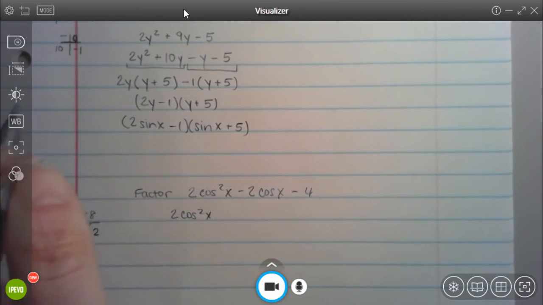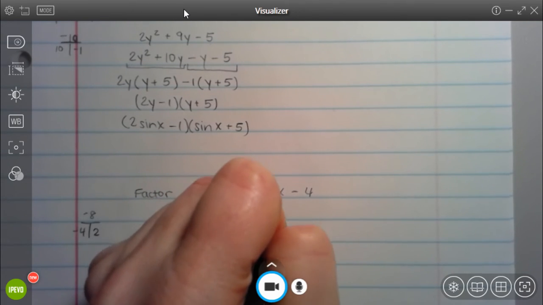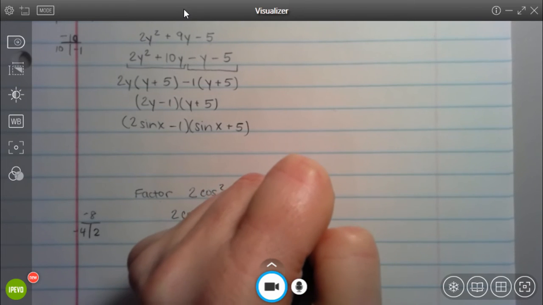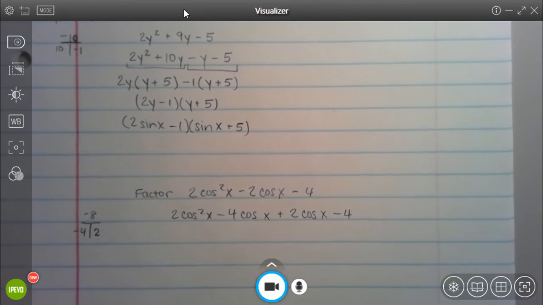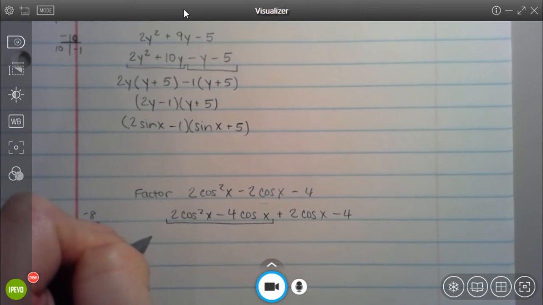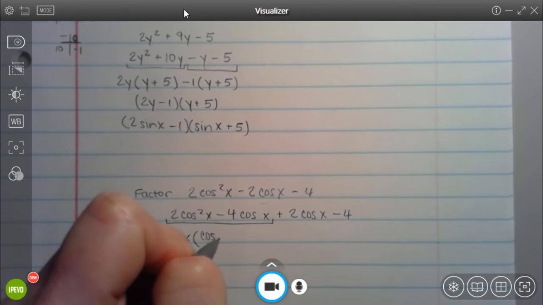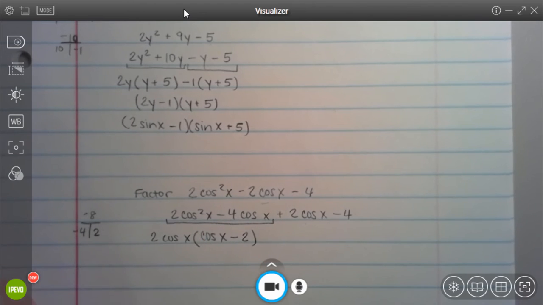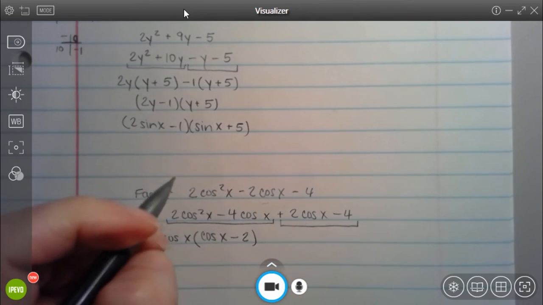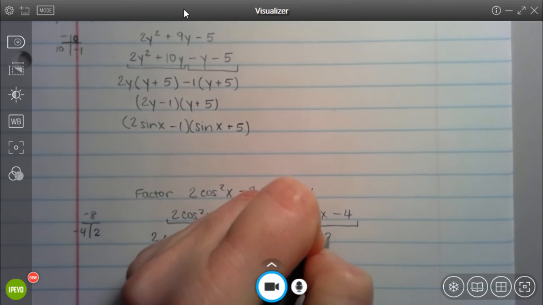So 2 cosine squared of x minus 4 cosine plus 2 cosine minus 4. So I took this negative 2 cosine and I broke it up as negative 4 plus 2. So looking at the first two terms, I can factor out a 2 cosine, and that would leave me with cosine x minus 2. And I can factor a 2 out of here as well, and that would leave me with cosine x minus 2.